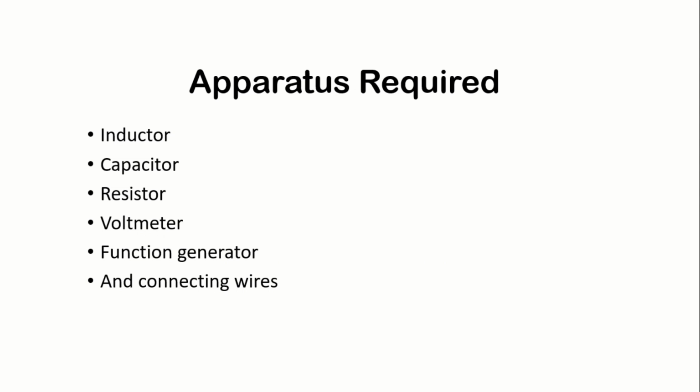A capacitor is a device for storing energy in the form of electric fields and consists of two conductors in close proximity that are insulated from each other. The other components are a resistor, voltmeter, and function generator. The function generator supplies a tunable alternating voltage supply. And then we'll need connecting wires.